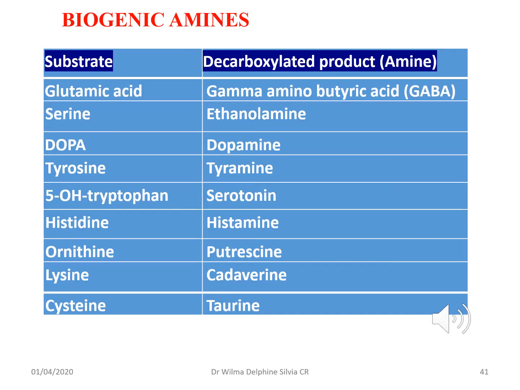we have several biogenic amines which are formed from decarboxylation reactions of amino acids. For example, gamma aminobutyric acid formed from glutamic acid, ethanolamine from serine, dopamine from dopa, tyramine from tyrosine, serotonin from hydroxytryptophan, histamine from histidine, putrescine from ornithine, cadaverine from lysine, taurine from cysteine. These biogenic amines have diverse biological functions.